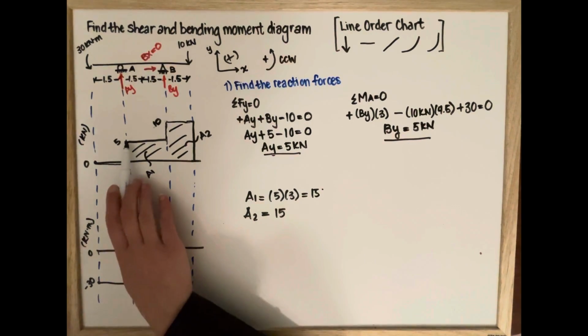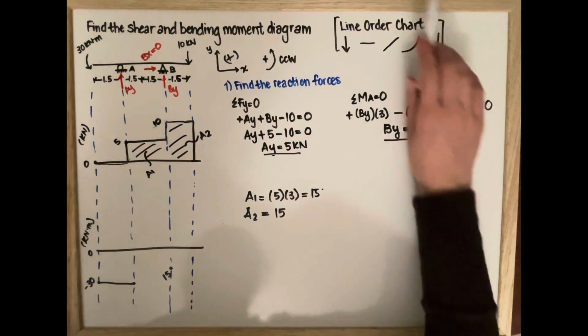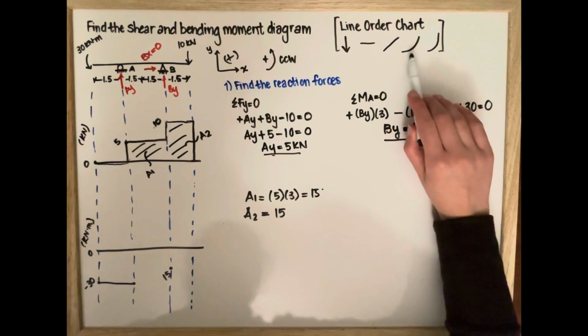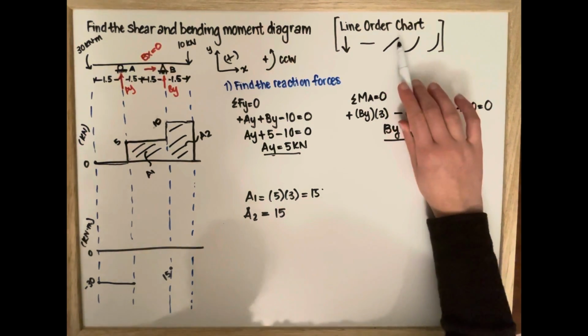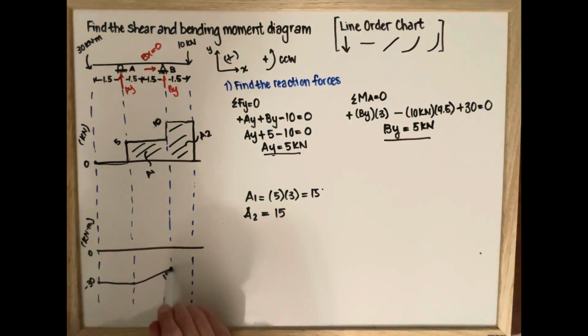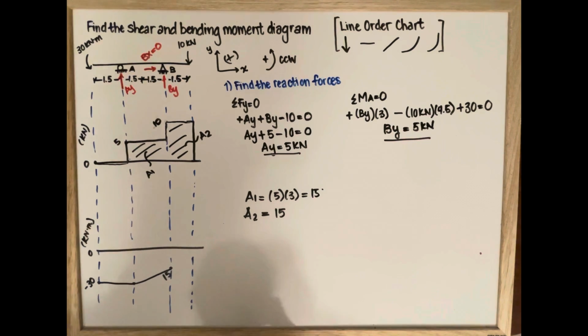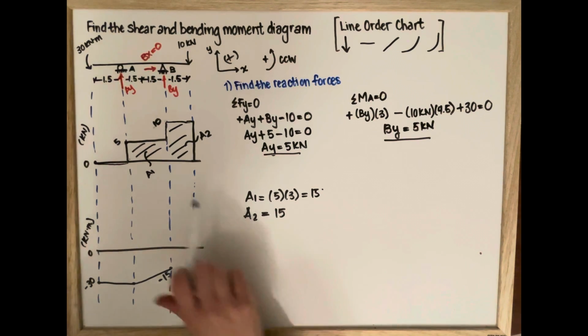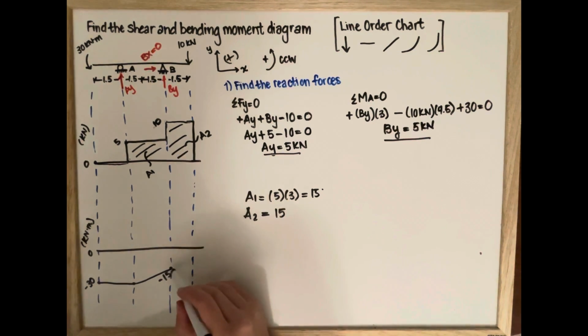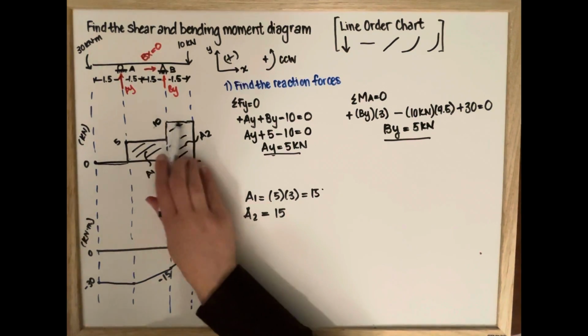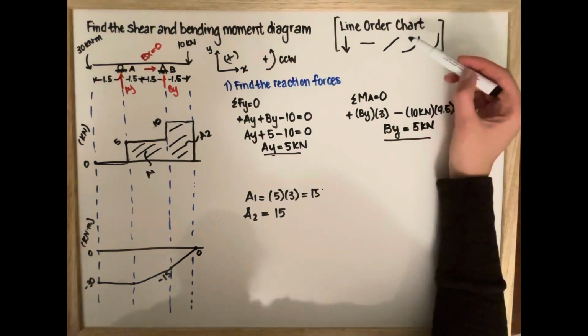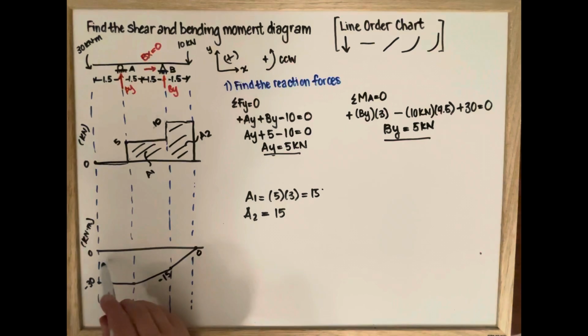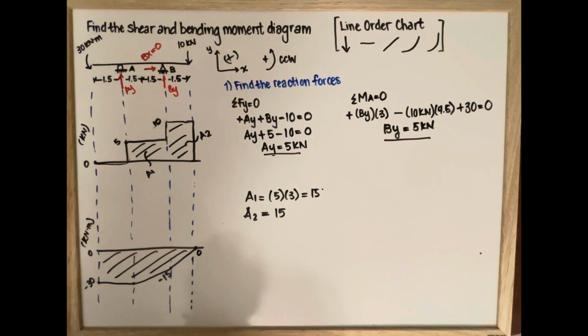And because the shear here is a horizontal straight line, we're going to look at our line order chart, and we know it's going to be a sloped line. So it's going to be in this direction. This is also negative. And negative 15 plus 15 for this A2 value is going to bring us back to 0. And because the shear is a horizontal line, we're going to have a sloped line here. And this is our bending moment diagram.